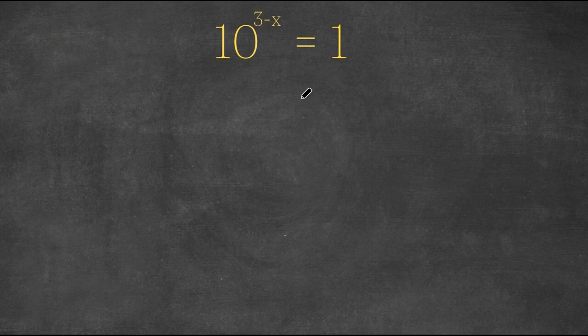So whenever we're solving exponential equations similar to this one, we always want to make sure that our bases here, in this case 10 and 1, we want to make them the same. Because let's just say I have a to the power of x, and this is equal to a to the power of y.